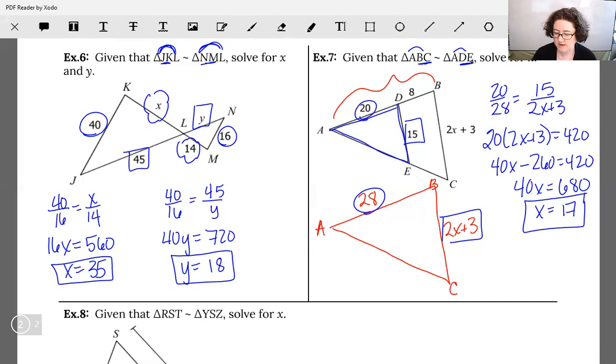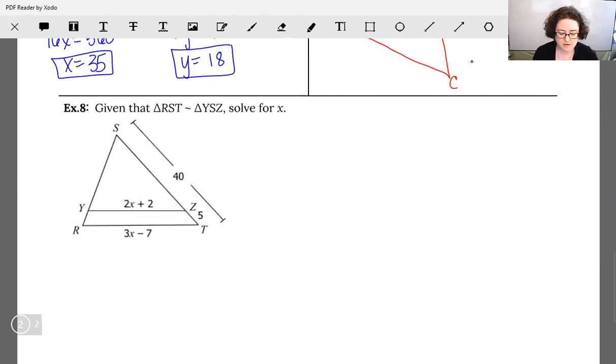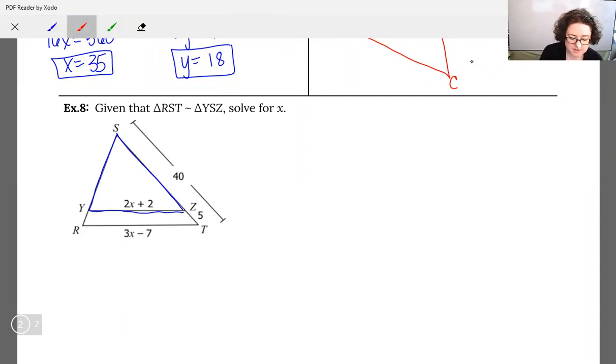Okay, let's try example 8. I believe this is our last one. And again, we've got an overlapping triangle on here, but let's think about that information. So we have our smaller triangle. And again, I'm going to go ahead and trace them over. And then we have a bigger triangle, YSZ is our smaller triangle, RST is our big triangle. So I'm going to go ahead and trace over this again.